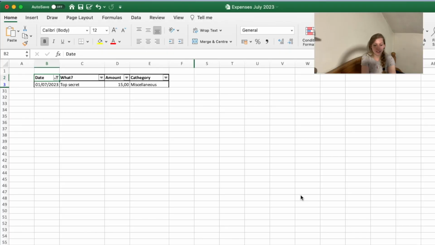So yeah, first expense, as you can see, it's top secret. It's the only top secret expense, but yeah, it was 15 euro, it's a miscellaneous expense, and it was on 1st of July.